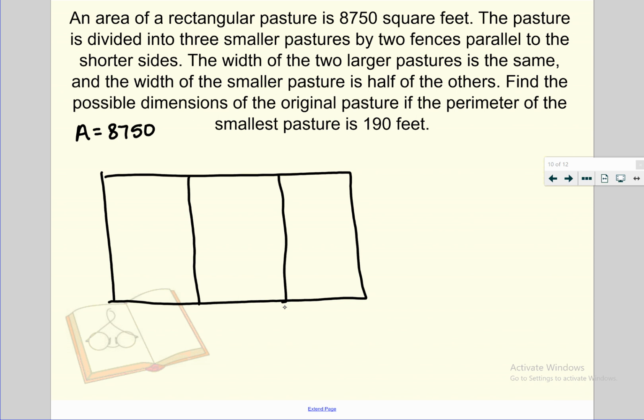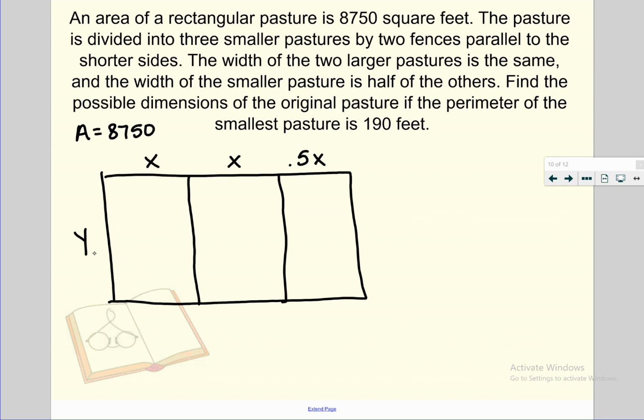The width of the 2 larger pastures is the same. So let's say these are the 2 bigger ones, and they are the same. Whatever they are, they're both x. The width of the smaller one is half that of the other. So what could I label that other section at the top? 0.5x. Okay. We do not know how tall they are. It's going to be different, likely, but they're all going to be y.